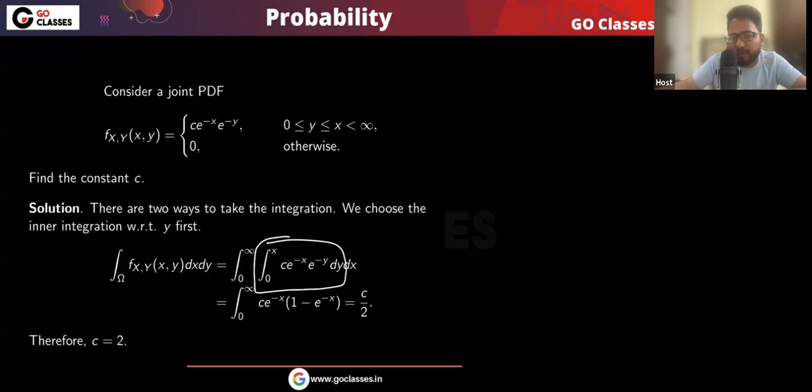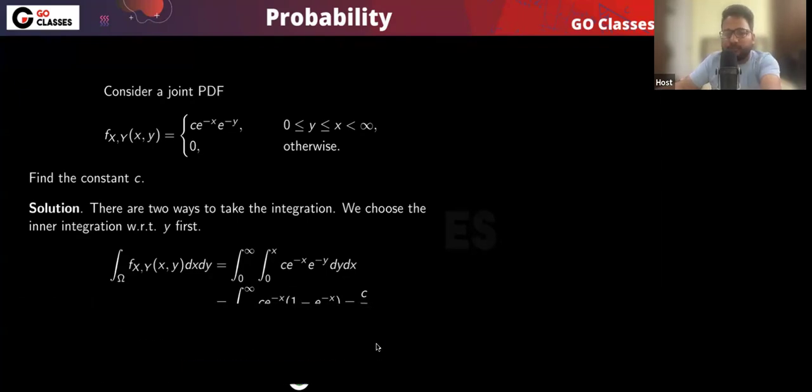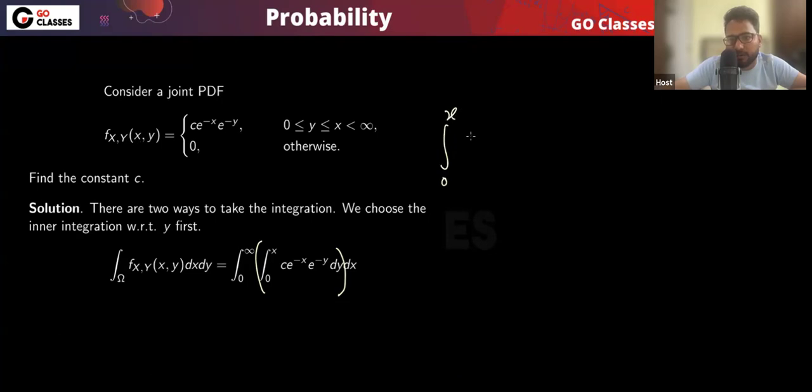So if you do this integration from 0 to x, let's just find out what you will be getting. If you first put the limit of y from 0 to x, then this means integration over 0 to x of c e power minus x e power minus y dy.